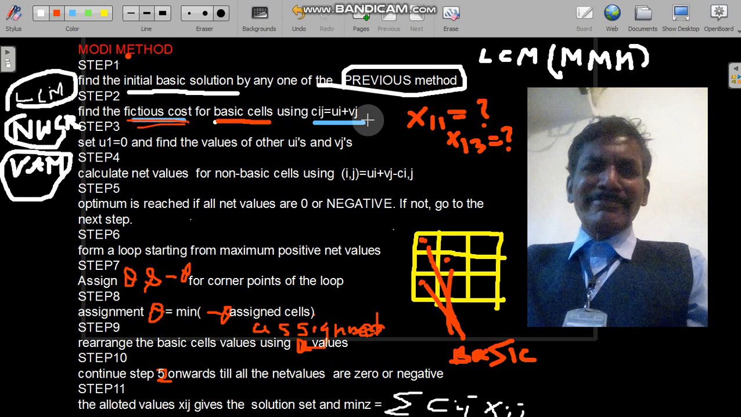We will understand that. The next step is the third step. Here, we have to find what ui is and what vj is. For that, we set u1 equal to 0. When we set u1 equal to 0, then we can get all the values of the ui's and vj's. When we set u1 equal to 0, it is possible.